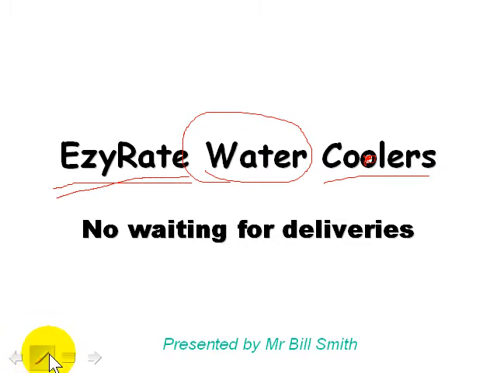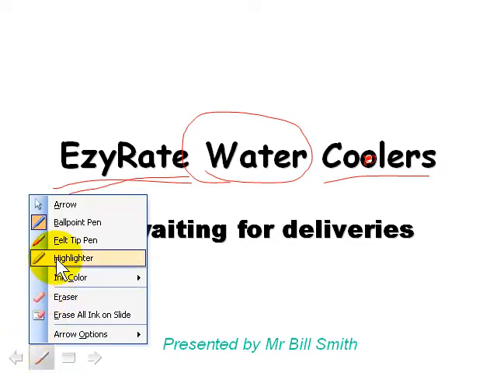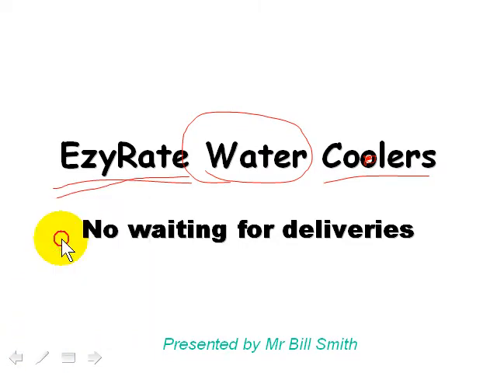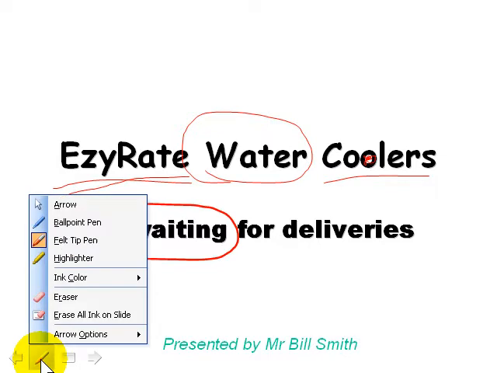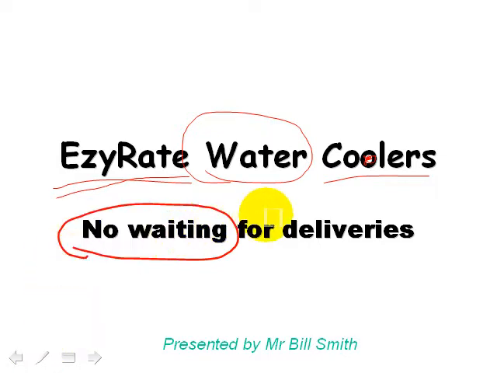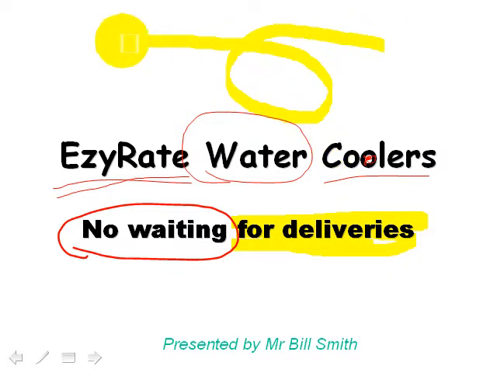I'll go back to the marker, click on it. This time I'll choose a felt tip pen. Notice it's a little bit fatter. And of course I could also choose the highlighter. So I'll click the highlighter, and I can then put a highlight in the background. I can actually put a highlight wherever I want to.